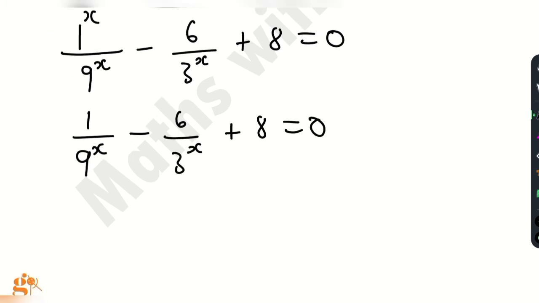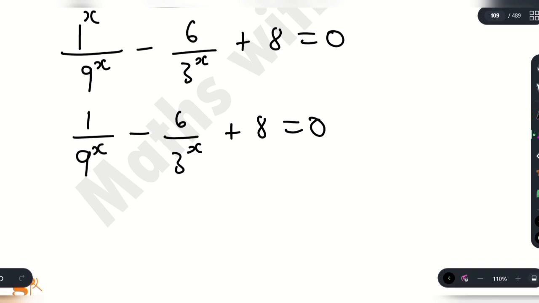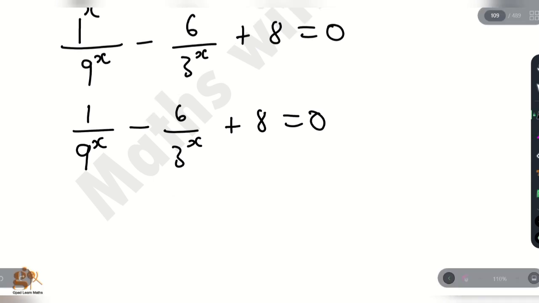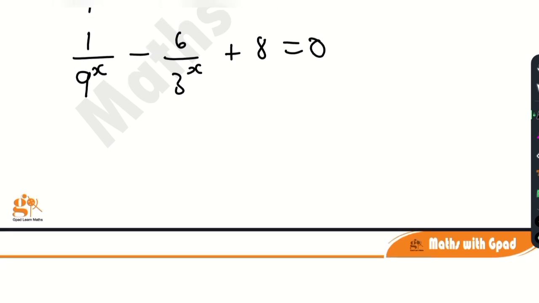Looking at this, I know that I can express 9 as a power of 3, and I also have 3 here, because I will end up making 3^x become another variable just to have a simplified equation. So what I will do to 9 is to express it as a power of 3. So I'm going to have 1 over (3^2)^x, the exponent multiplied by x, then minus.